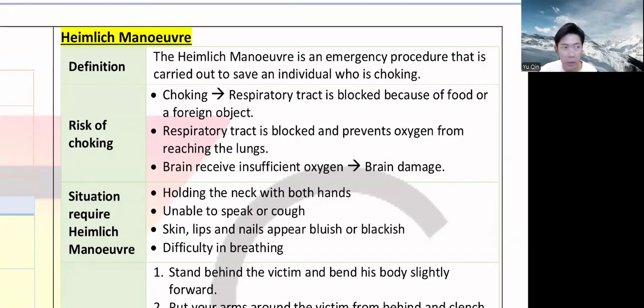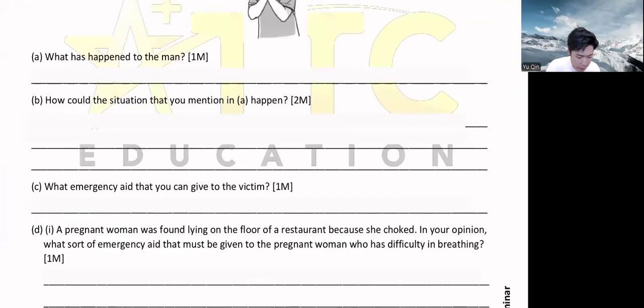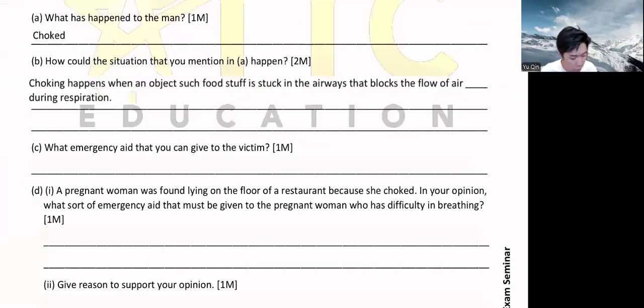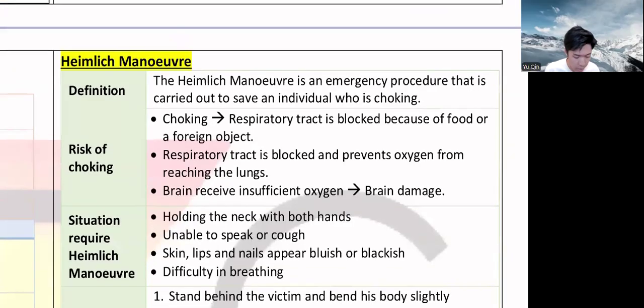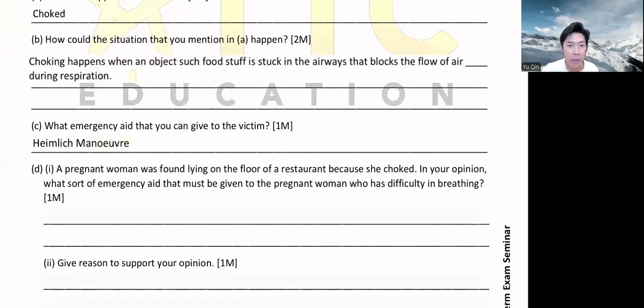Then the next one. Okay, let's go. What emergency aid should be given? So obviously, Heimlich maneuver. Spelling lah, just make sure you don't spell wrongly in the exam, because names, you can't spell them wrongly, then you won't get marks for spelling wrong.